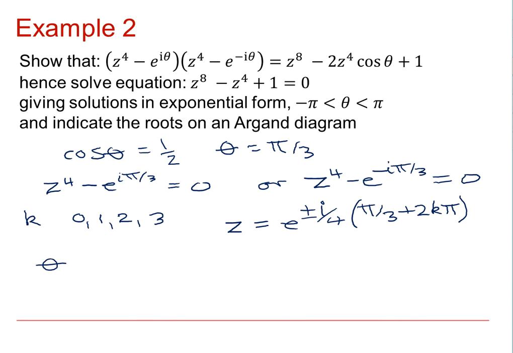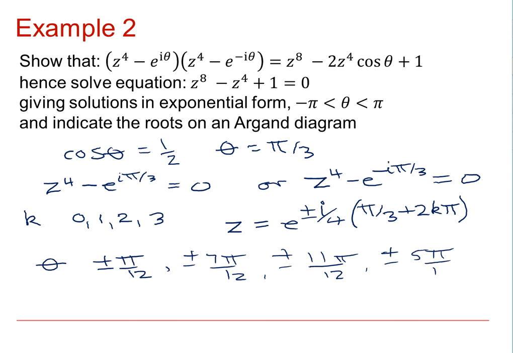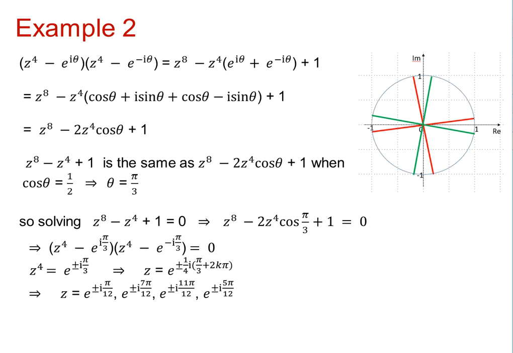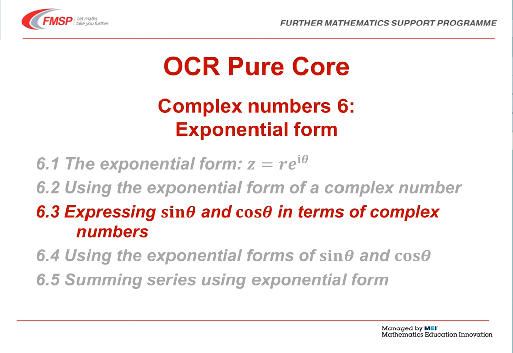The theta values, using those different integer k values, turn out to be plus or minus pi by 12, plus or minus 7 pi by 12, plus or minus 11 pi by 12, and plus or minus 5 pi by 12. As shown on the diagram, the red and the green roots, totaling 8. In the next video, we will express sine theta and cos theta in terms of complex numbers.